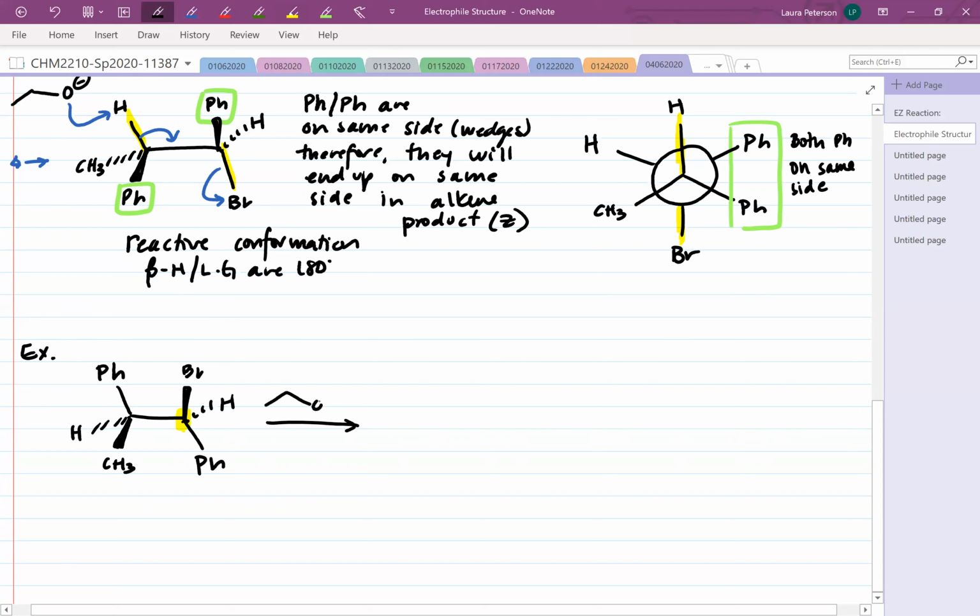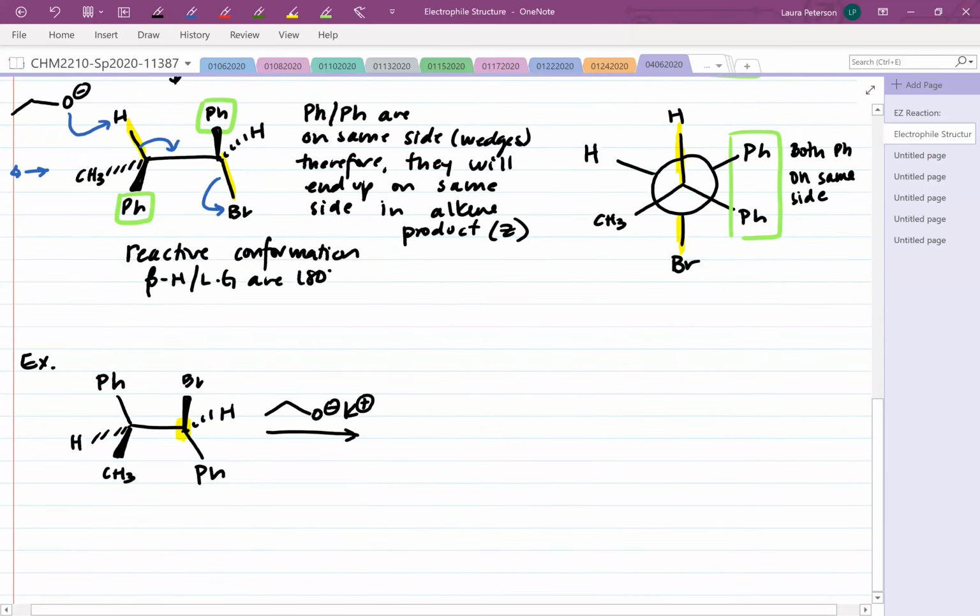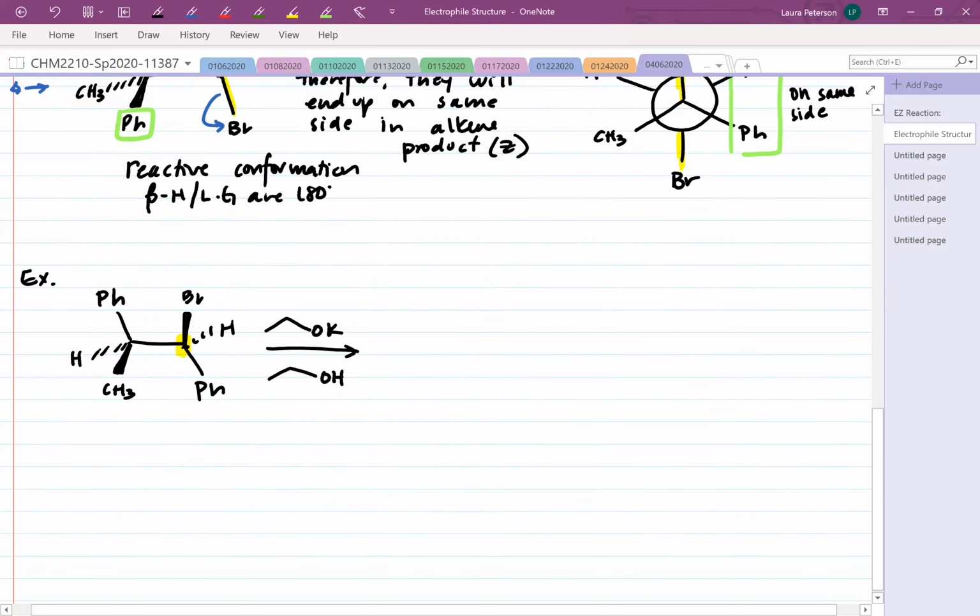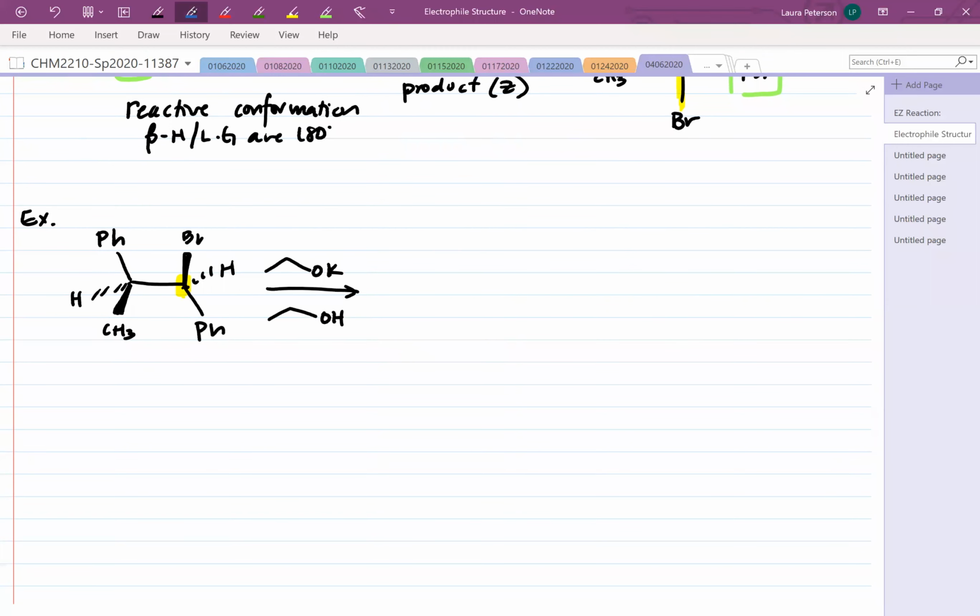So I have potassium ethoxide. How did I write that up there? Guess I didn't give them charges, so I'll be consistent here. So a potassium ethoxide in ethanol. Okay, so let's go ahead and rotate the carbon-carbon bond between our alpha and beta carbon. Okay, so again, we have alpha and beta. All right, so let's go ahead and do that rotation.